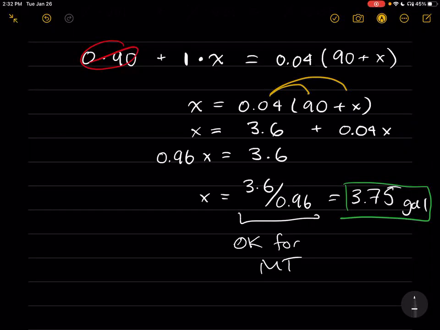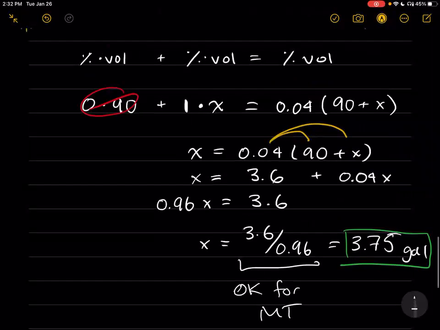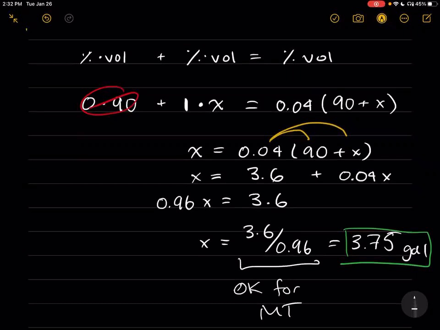All right, beautiful. So I hope that this clarifies the process for doing mixture problems. Again, if this still didn't make a lot of sense to you, please come to office hours. I would be more than happy to help you through it.